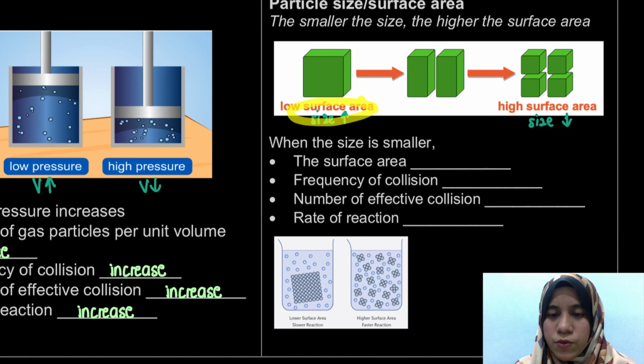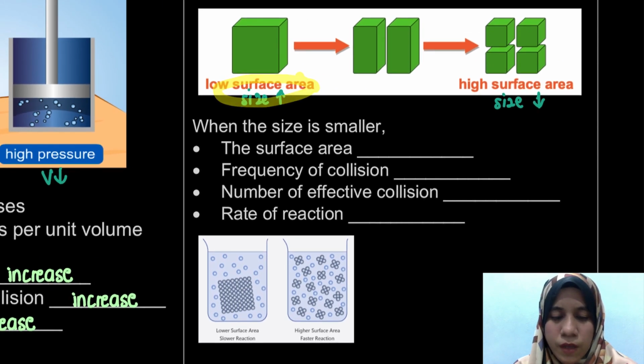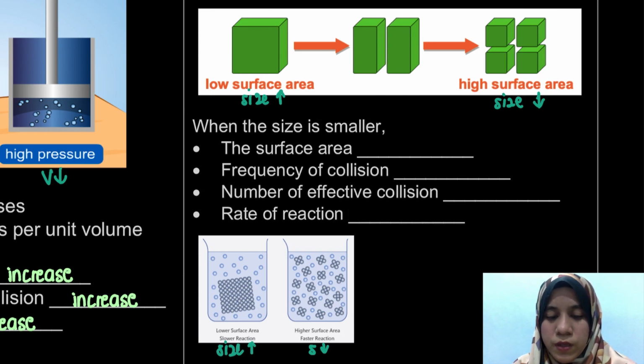So what does it mean? Let's look here. For the lower surface area, this is our solid, this is our water molecule. The surface area of the solid itself interacting with the water molecule is considered low. When we compare it to a smaller size, here the size is small, here the size is bigger. This one has a higher surface area, hence the reaction between the solid and water is higher because it has a higher surface area.